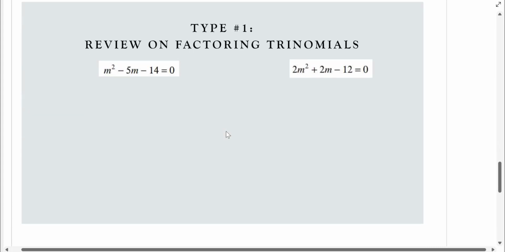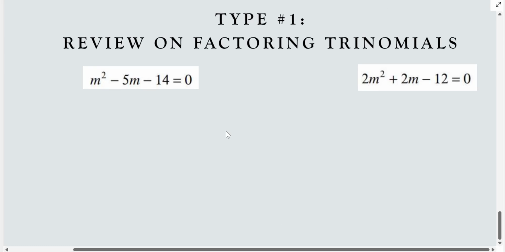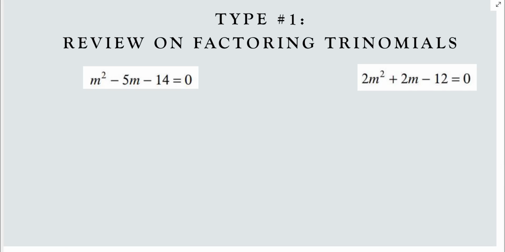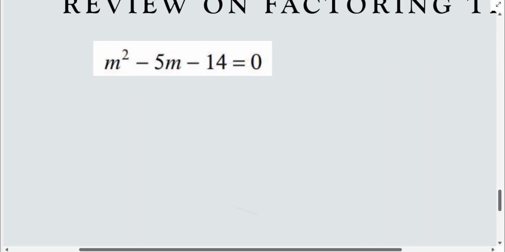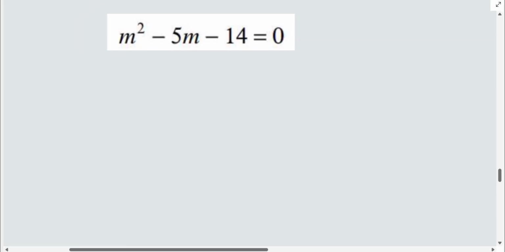So first we're going to do the type 1 problem, which is a review on factoring trinomials. So this is when you can do the x method. Now, there's no way that you can just look at this problem and know, oh, I need to use the x method. What we like to do is always try out the x method, and if it doesn't work, that's when you would use the quadratic formula.